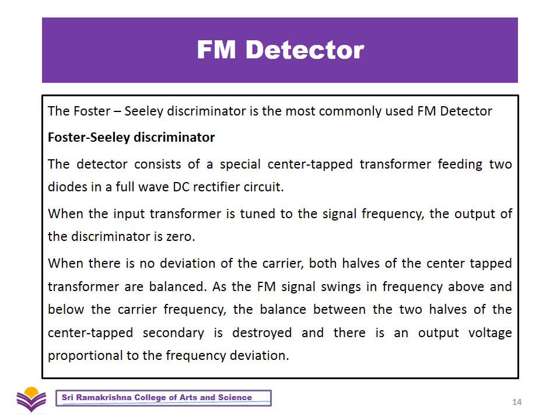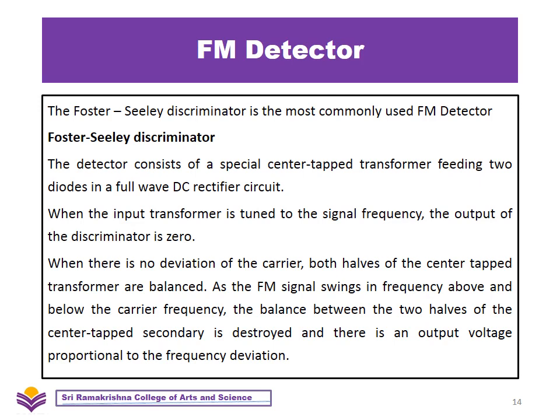This Foster-Seeley circuit is arranged in such a manner that the center tap transformer is split into two circuits by using diodes to produce a full wave DC rectifier output. When the input transformer is tuned to the signal frequency, the output of the discriminator will become zero. Once the output of the discriminator becomes zero, there will not be any output.